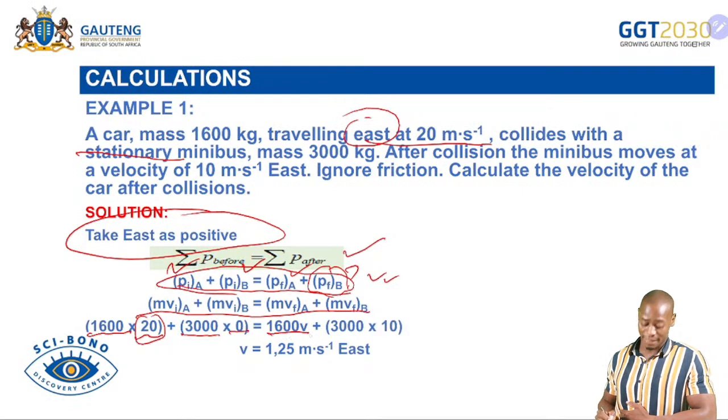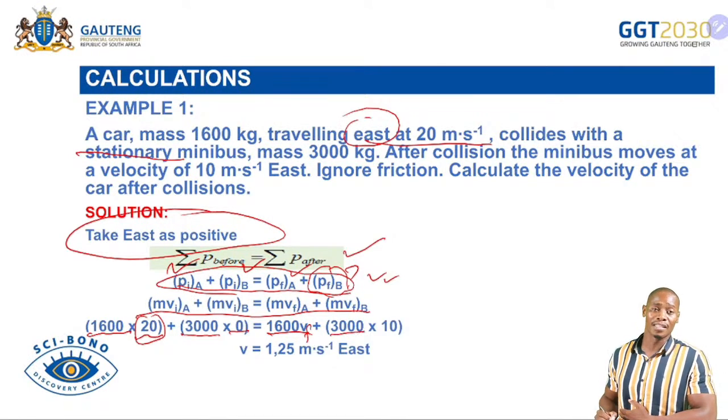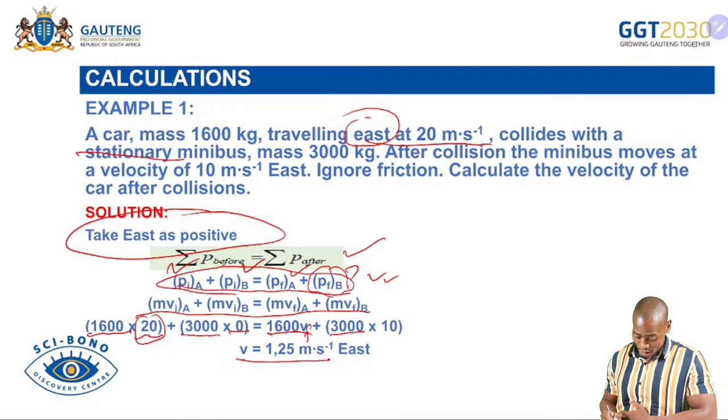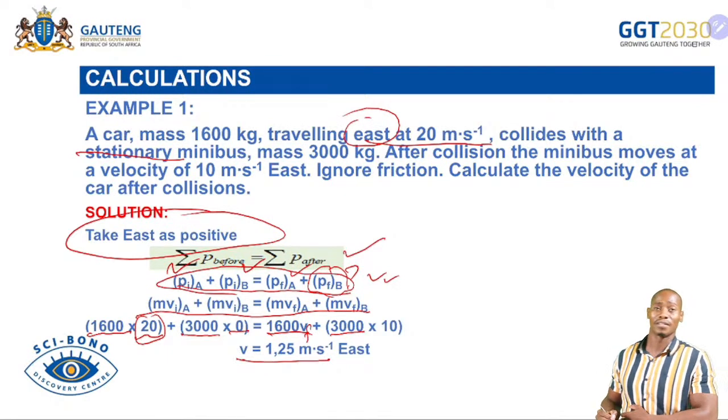We multiply that by that final velocity. Then what is the final velocity of object B, or the minibus? It is 10. So mass is 3,000, so it will be 3,000 times 10. And then calculate that. Your final velocity, or the velocity of the car, will be 1.25 meters per second. In which direction? East.